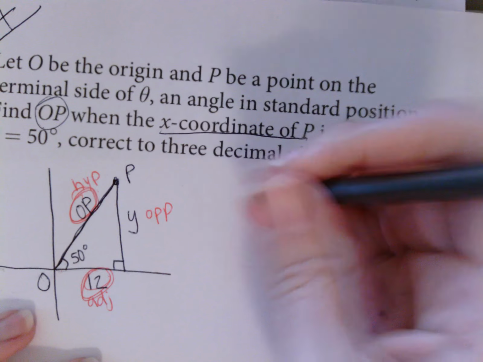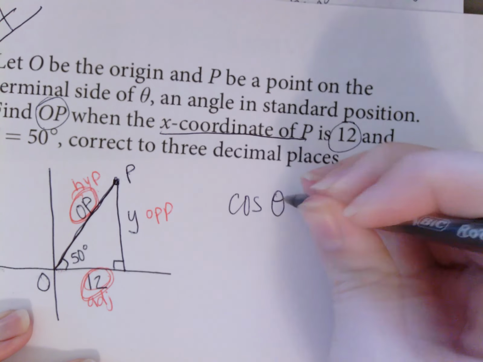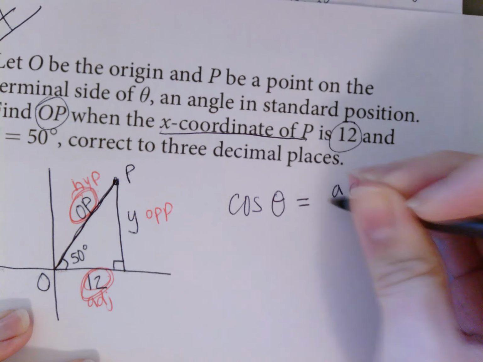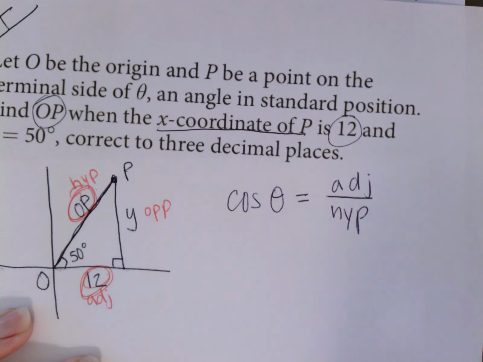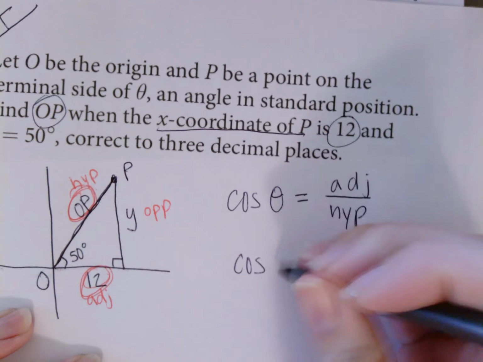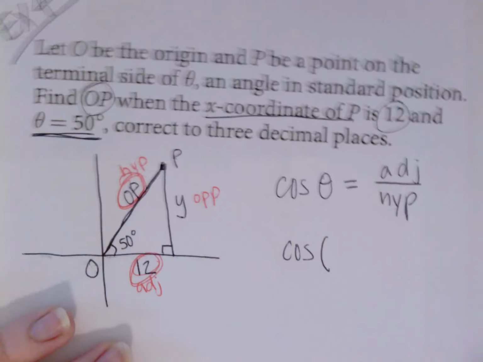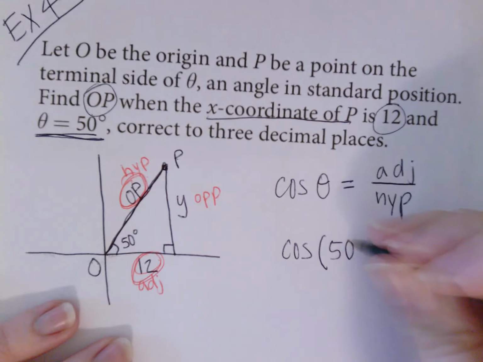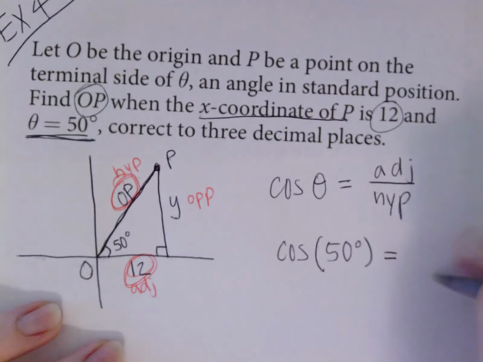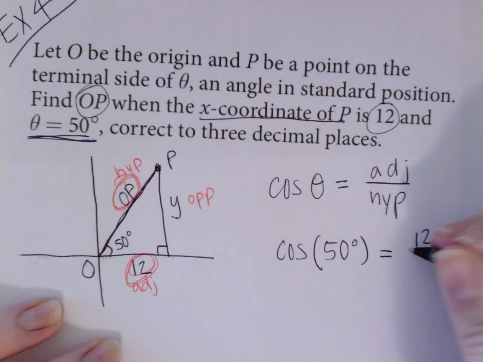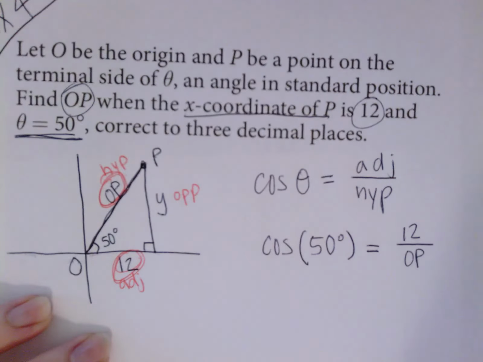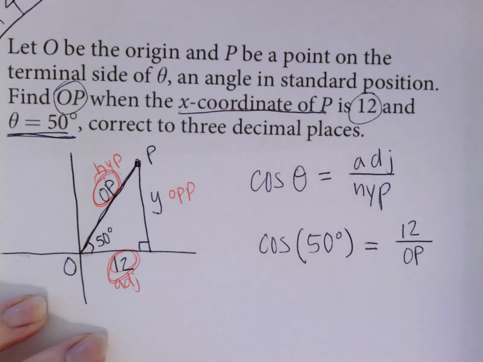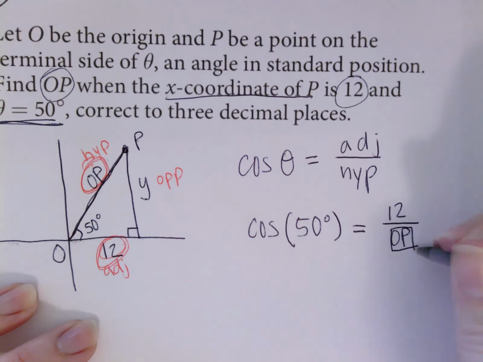So I'm going to use the cosine function to solve this problem, and I'm going to write out my formula. Cosine of theta equals adjacent over hypotenuse. Now I'm going to fill in what is known. So cosine of, I do know theta, it's 50 degrees. Cosine of 50 degrees equals adjacent, I do know adjacent, that is 12, over hypotenuse, I don't know that, we're going to keep calling that OP. Okay, now I have to solve for OP. So here's OP, what I'm solving for.